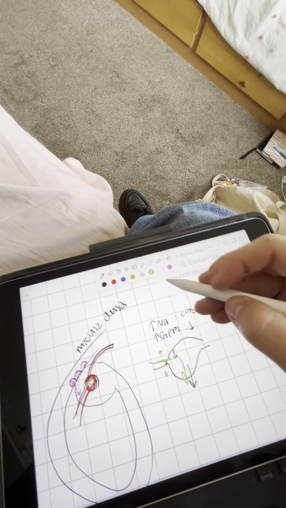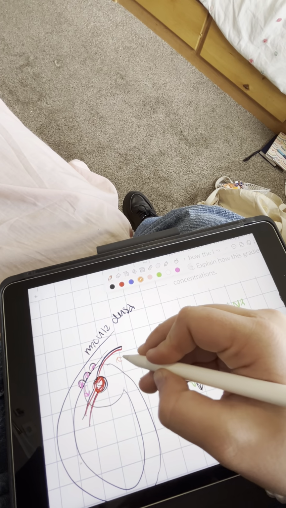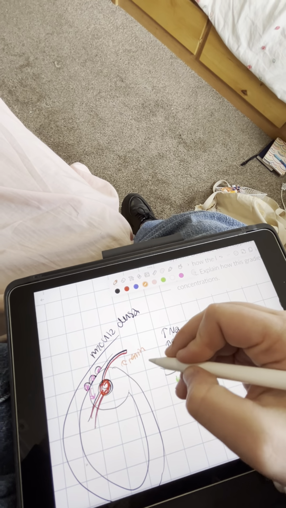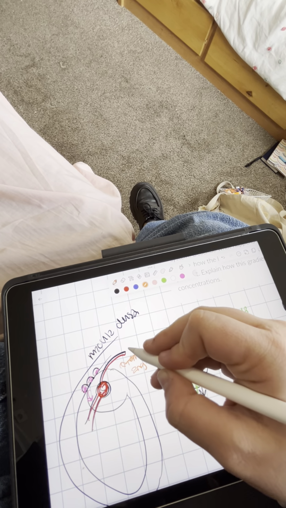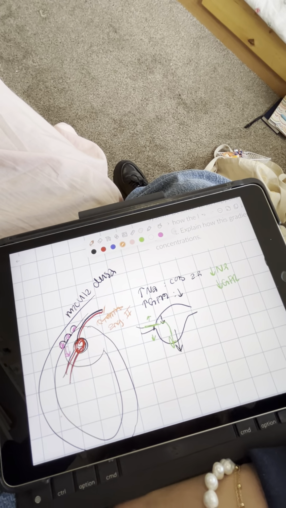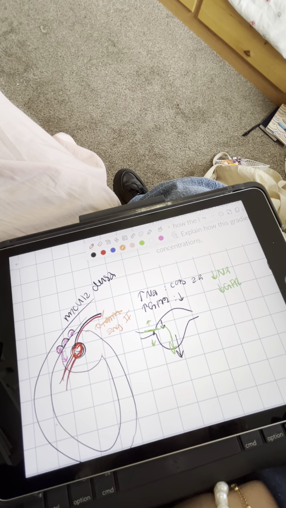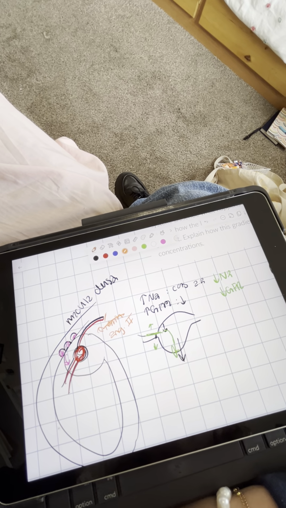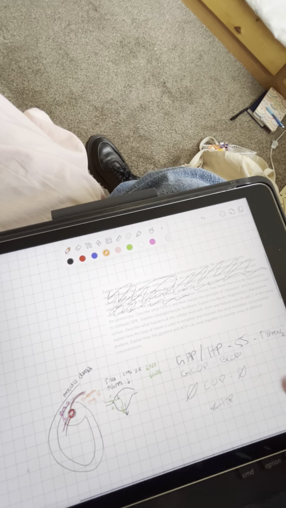And then for your efferent arteriole, right over here, what affects it is going to be renin or angiotensin 2. Ang2 is going to constrict this as well, but this is mostly in the state of an emergency, like your blood pressure is super, super, super low. But yes, angiotensin 2 is also going to control that.